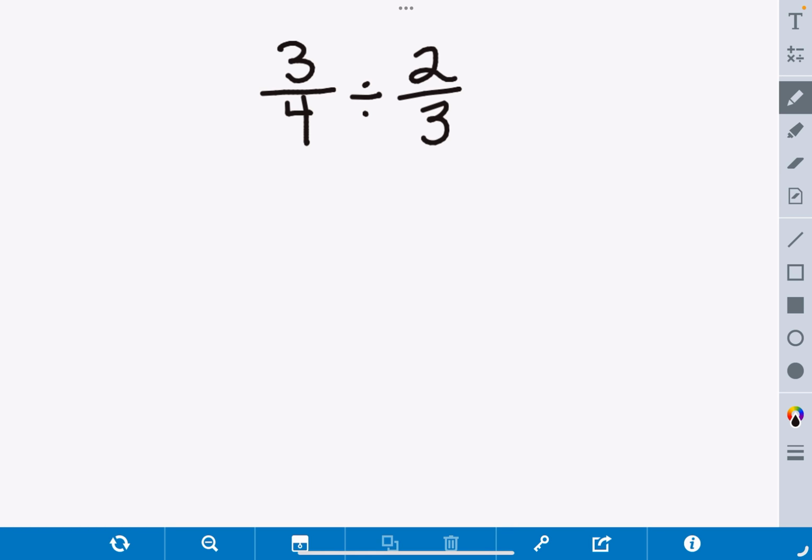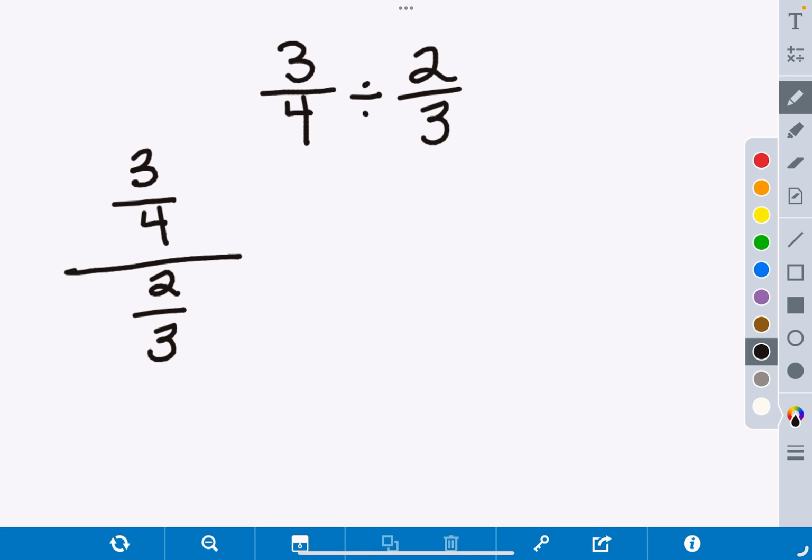So the first thing that I'm going to do is rewrite this division problem in a different form. So it's going to be the same problem, still 3/4 divided by 2/3. It is just written in a different form. And so we're going to utilize some of our mathematical properties here, because this is what we call a complex fraction. I have a fraction in a fraction, and I really want to get rid of the denominator, so I no longer have a complex fraction.